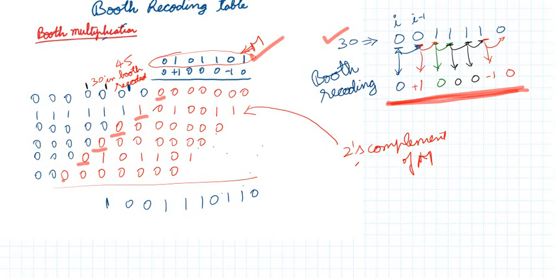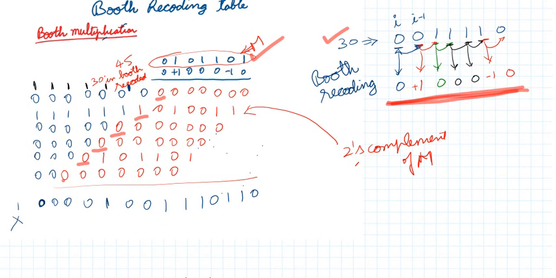Right, 1, 1. The sum is 0. The sum is 0, the carry is 1. 1, 1. The sum is 0. 1, 1 is 2, okay, the sum is 0. The carry is 1. 1, 1. The sum is 0, the carry is 1. 1, 1. The sum is 0, the carry is 1. Okay, we can ignore the carry because it is going into the 15th bit position, right?